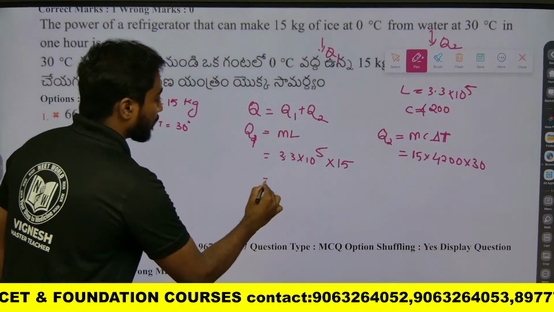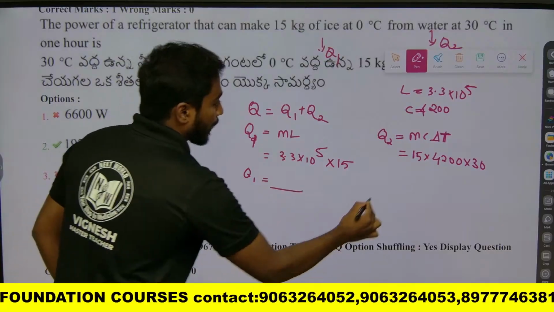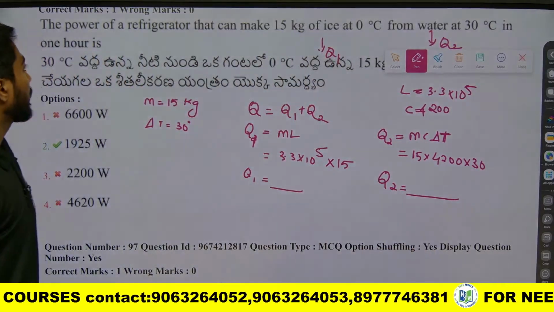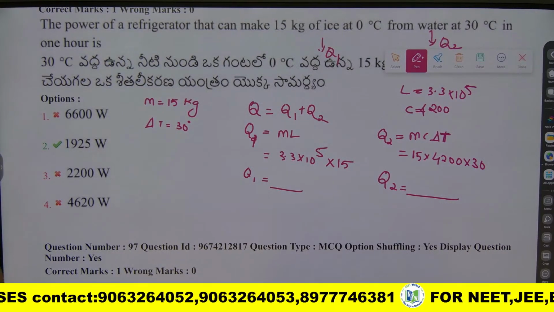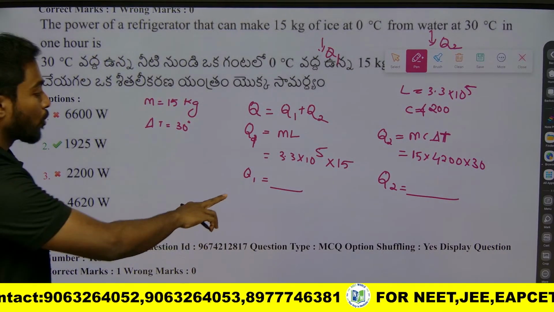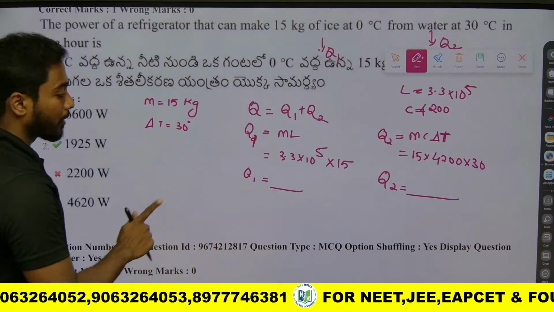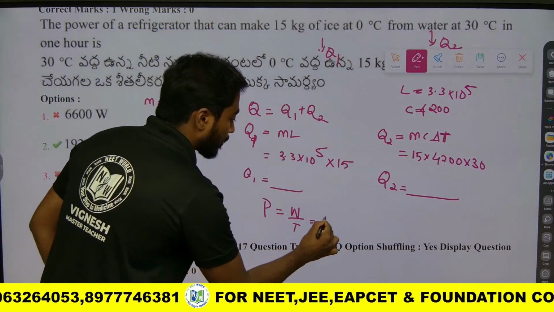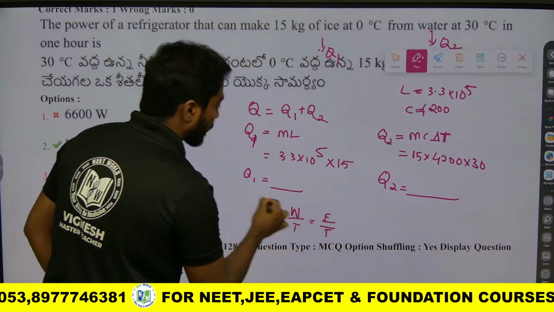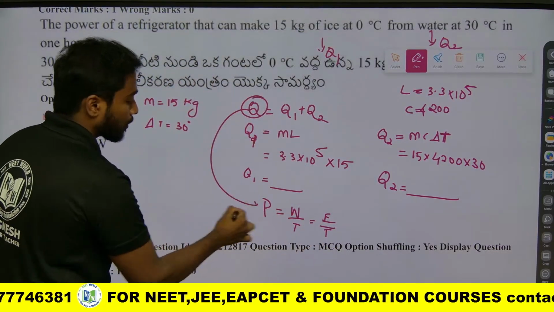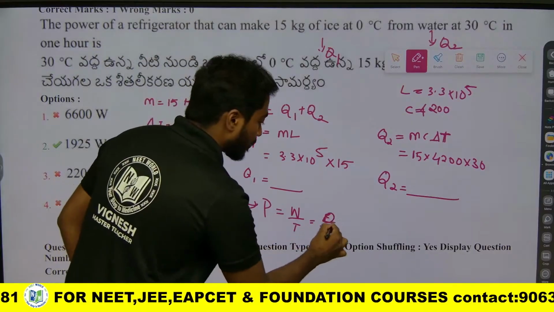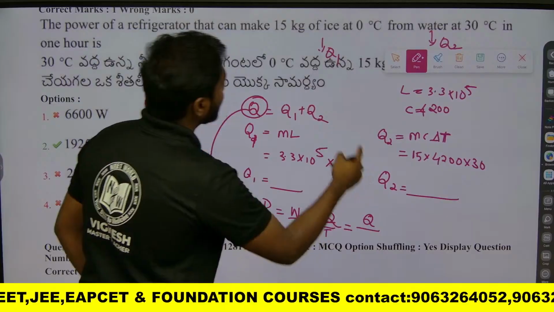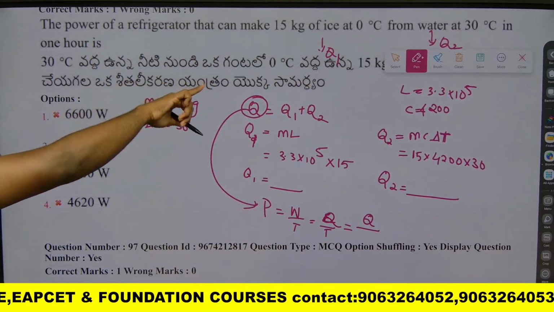So when you calculate Q1 and when you calculate Q2, you can add the heat, like how much it has been given, Q1 and Q2. Now I need to find the power, right? What is power? Power is equal to work done by time or energy by time, no? So energy is Q, right? The total energy, Q. So Q by the time, which is given, which is nothing but 1 hour, no?